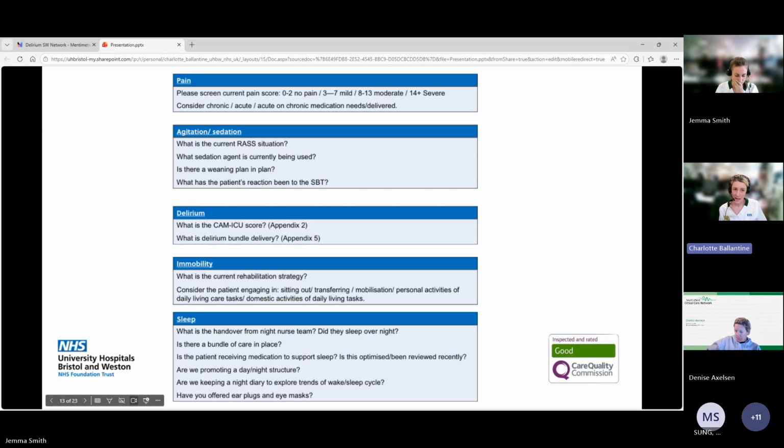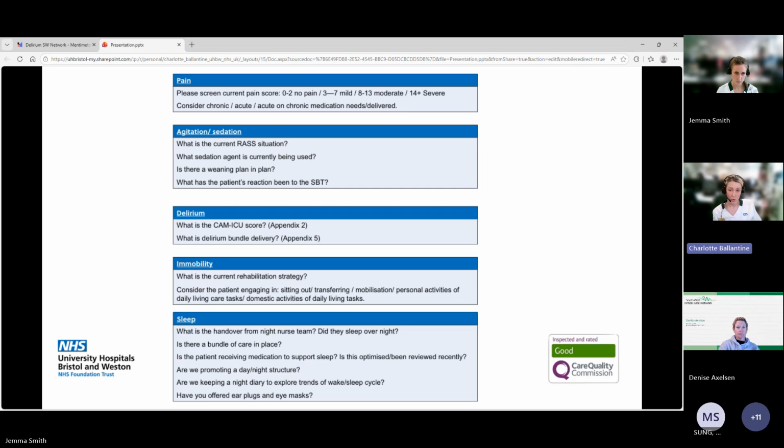So thinking about your pain scales, like Gemma said, if you've got a patient that can't self-report pain, then how is that pain being scored and how are we managing that pain? Agitation, so thinking about your Richmond Agitation and Sedation Scale. Are they on any sedation? What level of sedation are they on? And is that sedation being weaned? Is there a plan in place to wean that slowly and gradually?